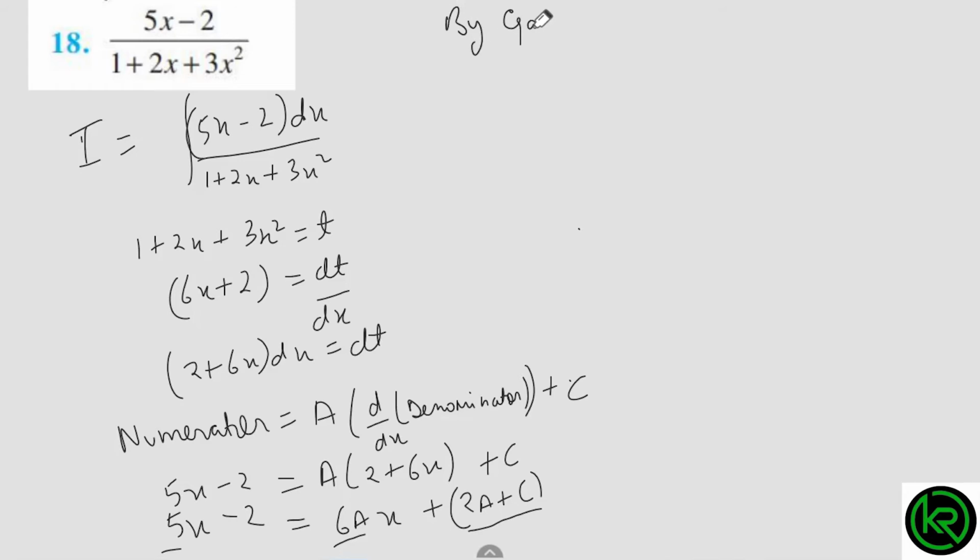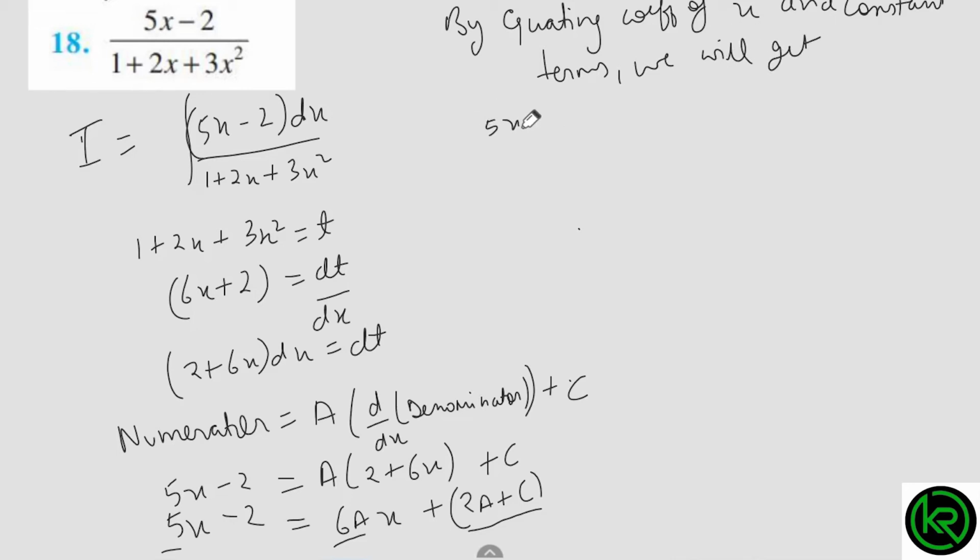By equating the coefficient of x and constant terms, we will get 5x equals 6ax, x will cancel each other, so a will be 5 by 6, and minus 2 will be equal to 2a plus c.